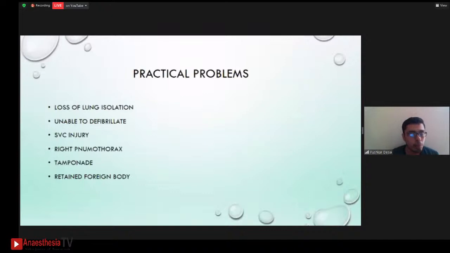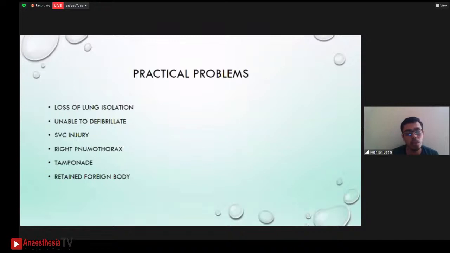Then practical problems during MICS are loss of lung isolation during the procedure, which we can diagnose by raised peak inspiratory pressure and reduced EtCO2 amplitude, because the balloon has migrated into the carina. Sometimes we are unable to defibrillate the patient using an external defibrillator, so the pediatric defibrillator pads should be kept handy. Or if nothing happens, emergency conversion to open sternotomy should be instituted.